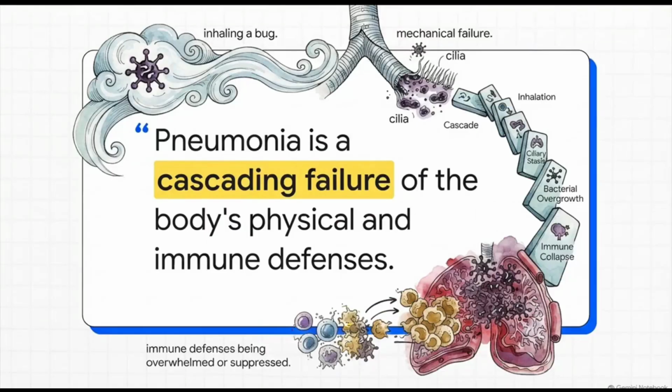I really want to just pause for a second and reflect on this quote. Pneumonia isn't just about inhaling a bug. It's a cascading failure of the body's physical and immune defenses. Right, it requires the pathogen to get in, the mechanical clearing mechanisms to completely fail, and the immune system to be overwhelmed or suppressed. It truly is a perfect storm.